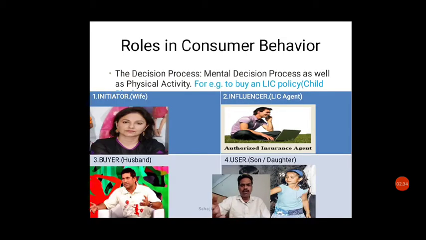So there are 4 roles in consumer behavior: initiator, influencer, user and buyer. If we take the example of a life insurance policy, then what would be there? Anjali would tell Sachin Tendulkar, I would like to buy a life insurance policy, a child protection plan for Arjun and Sara. So Arjun and Sara would be users and the initiator is Anjali. Ultimately money would go from the pocket of Sachin only, so he would be the buyer or purchaser. And as influencer, the LIC agent would be giving some of the options, so he would be the influencer.